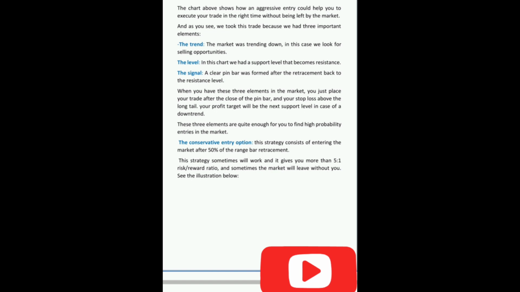2. The conservative entry option. This strategy consists of entering the market after 50% of the range bar retracement. This strategy sometimes will work and it gives you more than 5:1 risk-reward ratio, and sometimes the market will leave without you. See the illustration below.